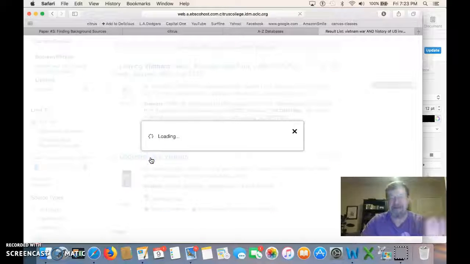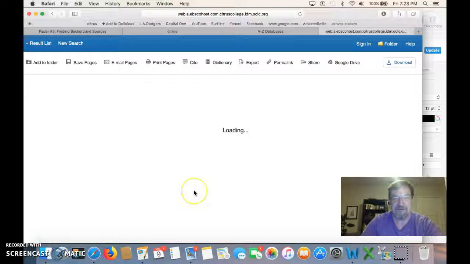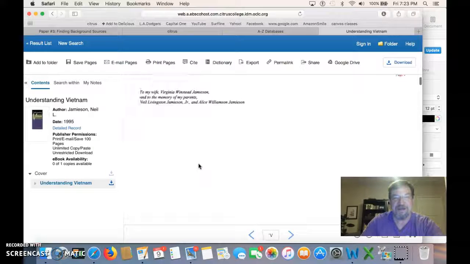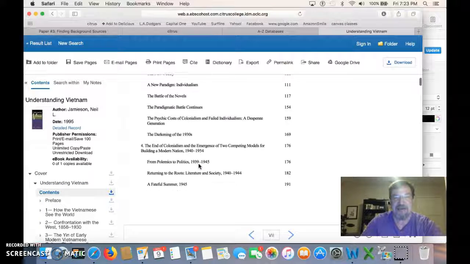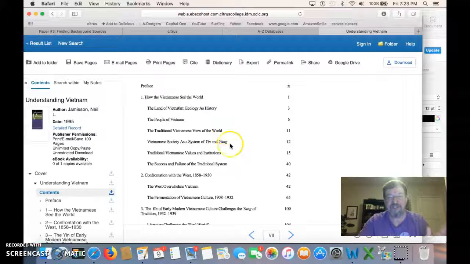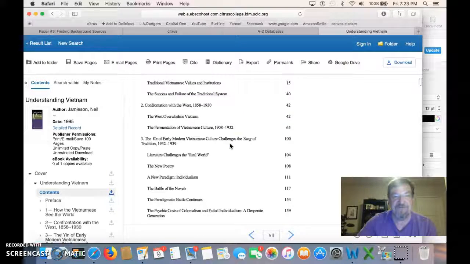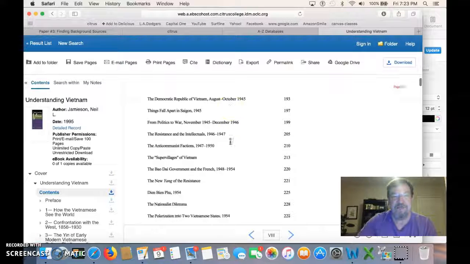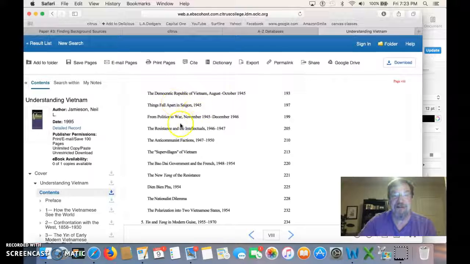But I will look at chapter headings just to see if there's something that can help me do this source hunt. All right. Understanding Vietnam. Gigantic book, which I'm not going to read, but I'm going to look at the chapter titles. Oh, here we go. Okay, well, I'm seeing there's a gigantic history here of just the Vietnamese people and China. I'm looking for really American involvement here.